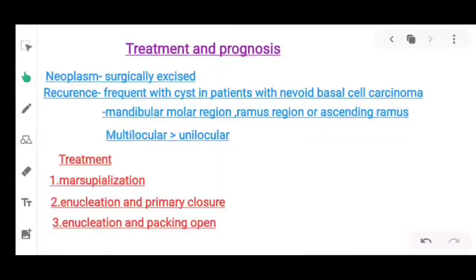Now recurrence. It has a high recurrence. It is more frequently recurrent in patients having cysts with nevoid basal cell carcinoma. So patients who have cysts with nevoid basal cell carcinoma have a higher recurrence rate as compared to patients without it. It is also more frequent in the mandibular molar region, ramus region and ascending ramus region. And recurrence is more frequent in multilocular as compared to unilocular. Now what are the treatments? Treatments are marsupialization, enucleation and primary closure, and enucleation and packing open.